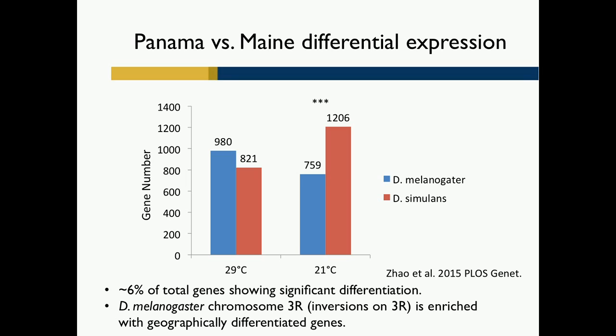One of the interesting things is that although Drosophila simulans tends to have less geographic variation on the DNA level, on the expression level the variation is as much as in Drosophila melanogaster, and actually at 21 degrees C, they even have more geographic expression differences. In terms of chromosome distribution of gene expression, for Drosophila simulans there is no bias. But for Drosophila melanogaster, chromosome 3R is enriched with the geographically differentially expressed genes. So inversion 3RP is also playing a very important role for this pattern.